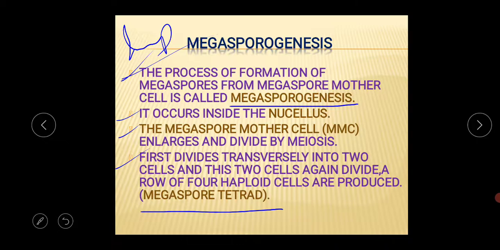One mother cell is also required. The name of the mother cell is the megaspore mother cell, the MMC. The location of the megasporogenesis is the nucellus region, which is a highly nutritive area in the ovule portion. After the megasporogenesis we are getting a total of 4 megaspore cells, a megaspore tetrad, and all the cells are haploid in nature.